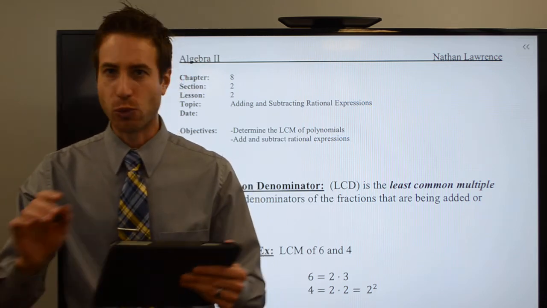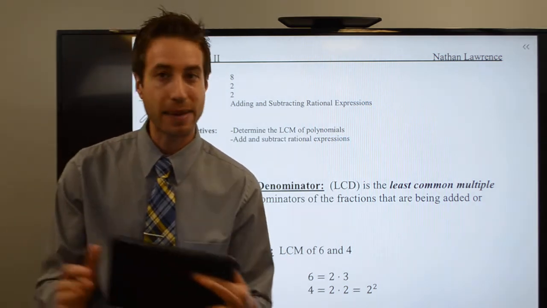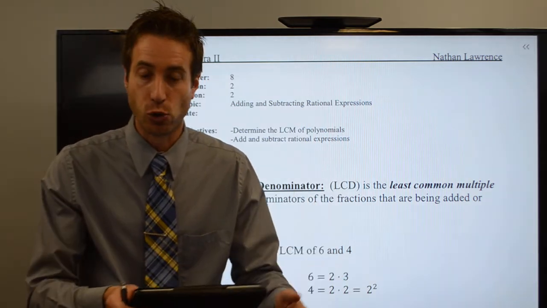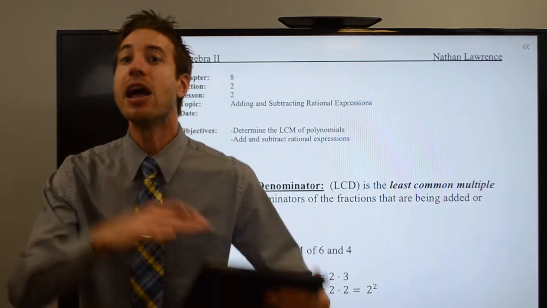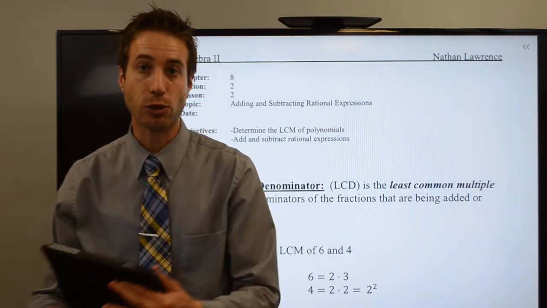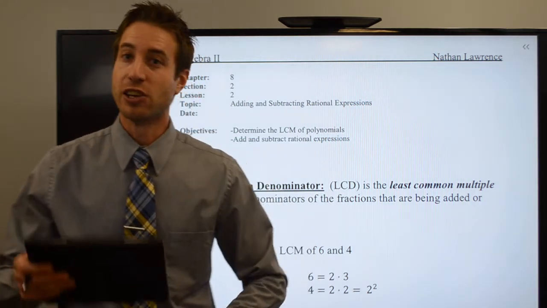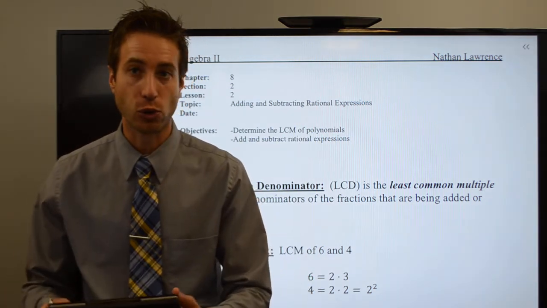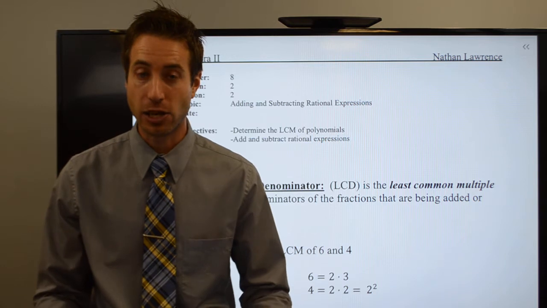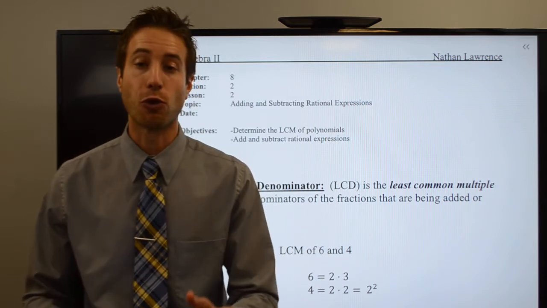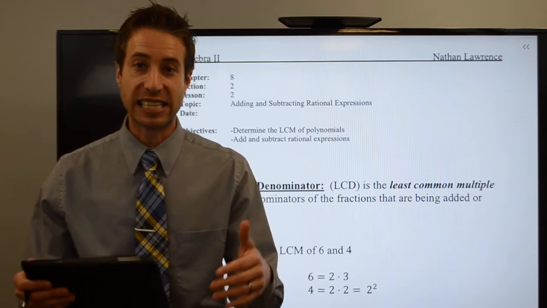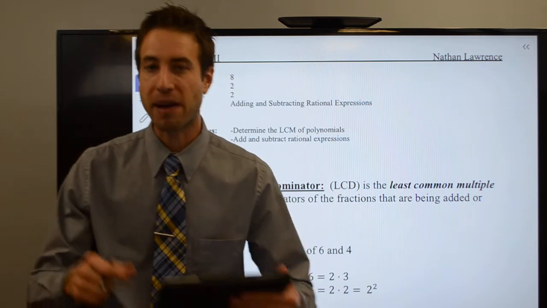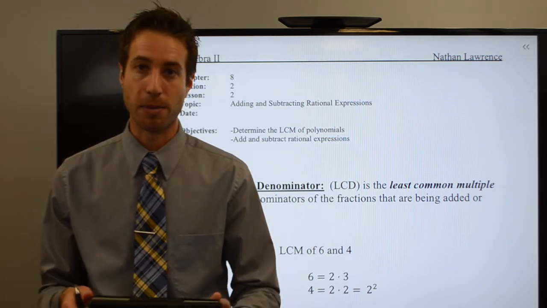Now, what we've been doing is making parallels between what we did in arithmetic back in middle school with fractions, and what we're doing here in Algebra 2 with rational expressions. You'll remember to add or subtract a fraction back in middle school, you needed to find a common denominator. In fact, we looked for what we call the LCD, the least common denominator, which you can get by finding the LCM, the least common multiple.